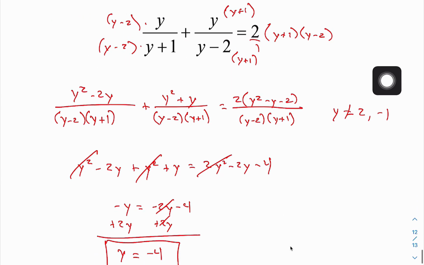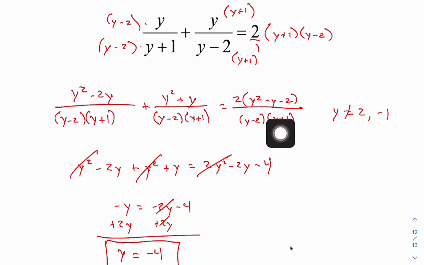When you multiply y times y minus 2, there's your y squared minus 2y. When you multiply y times y plus 1, you get y squared plus y. And then here, remember you've got to FOIL this whole thing out. Y plus 1 times y minus 2, you end up with y squared minus y minus 2, and then you still have the 2 that's in front as well. That then needs to be distributed.